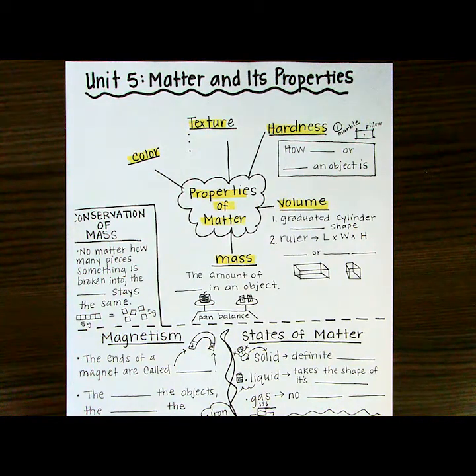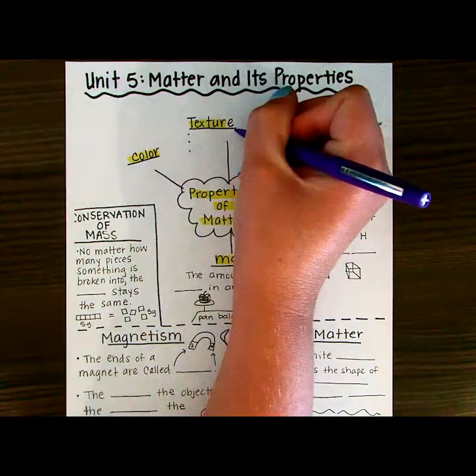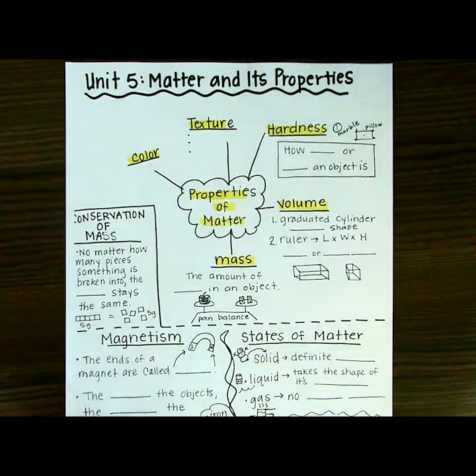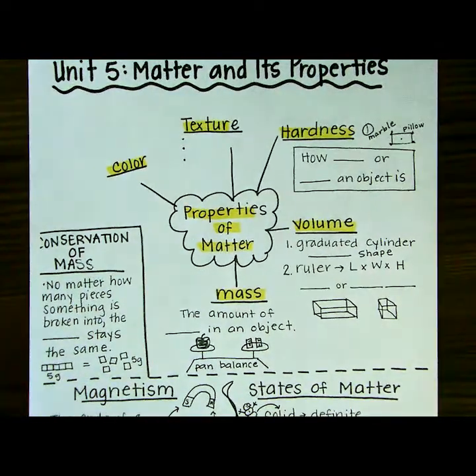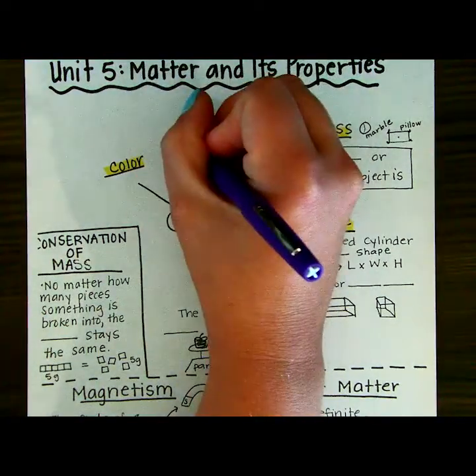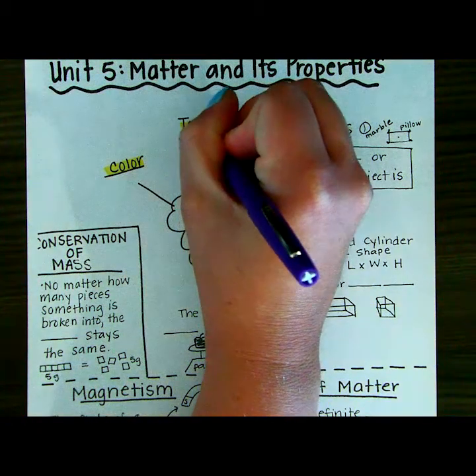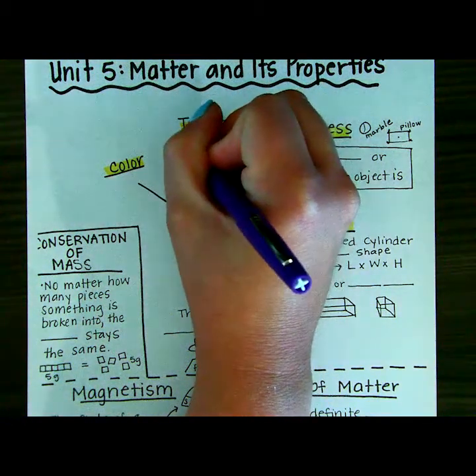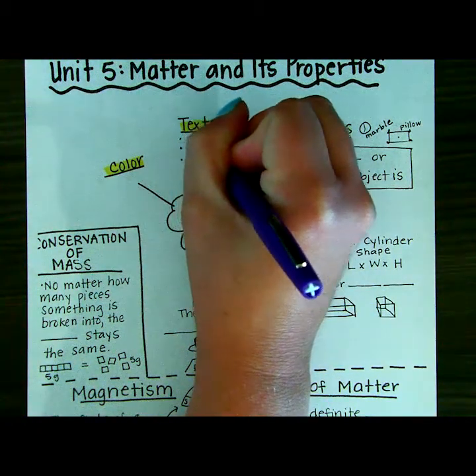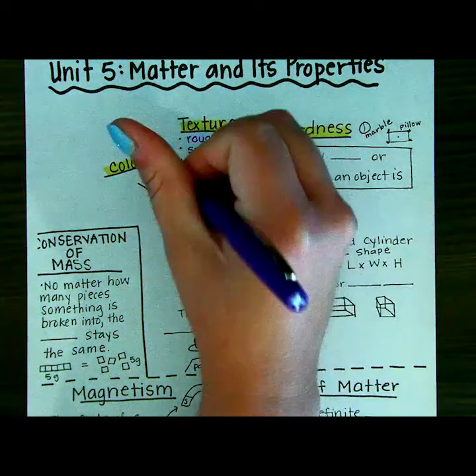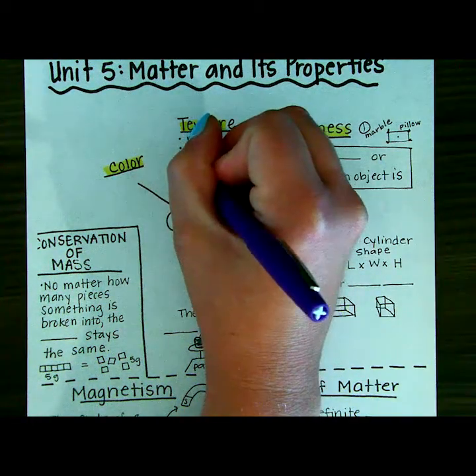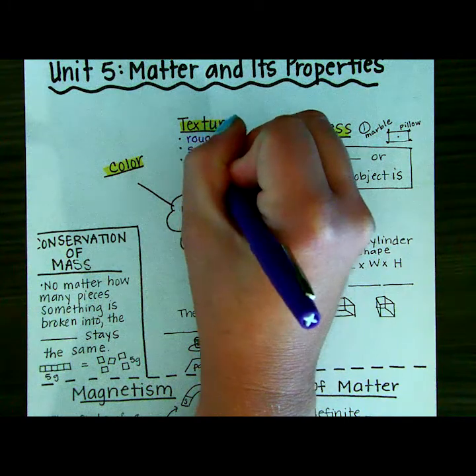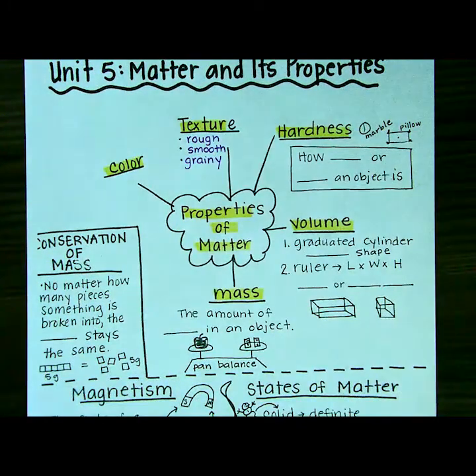We're pretty familiar with color, so we're not going to record anything there. But when we talk about the word texture, when we're describing the texture of an object, just as a reminder, we're referring to words such as rough, smooth. We might even use the word grainy, which all describe how an object feels.